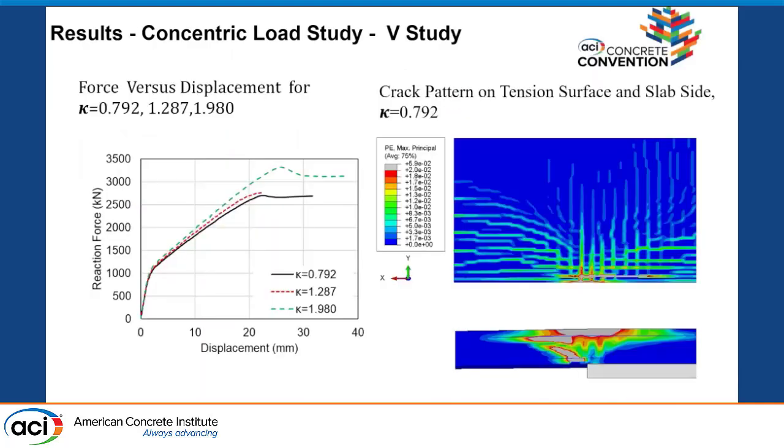And these are some results. Here are the results of the concentric load only, V study. And you can see that, well, surprise, surprise, the thicker the wall, the stiffer the connection. Well, that is not very surprising. But if you look at the crack patterns on this other side here, you can see that most of the stresses are concentrating at the tip of the wall. And you have this punching cone forming at the tip of the wall.